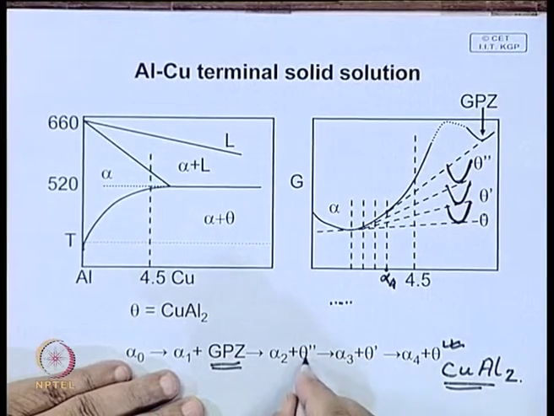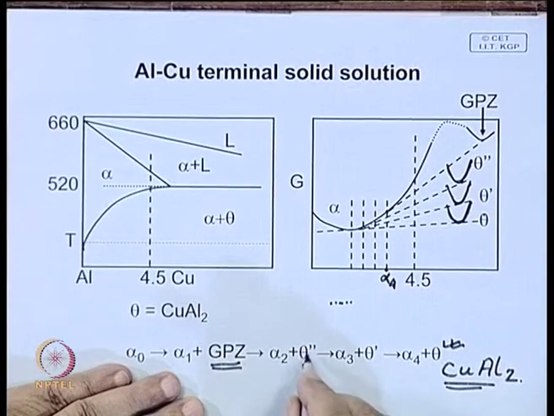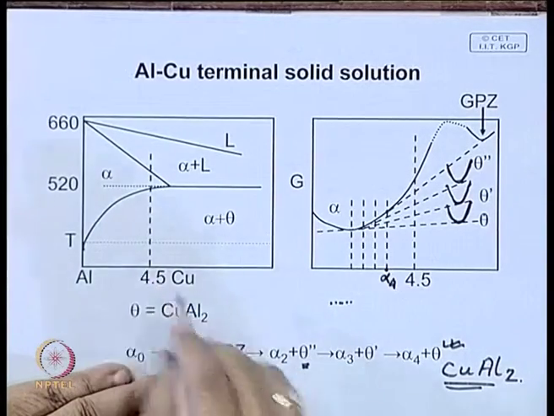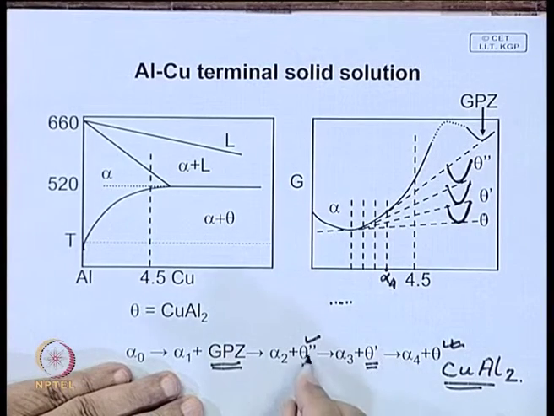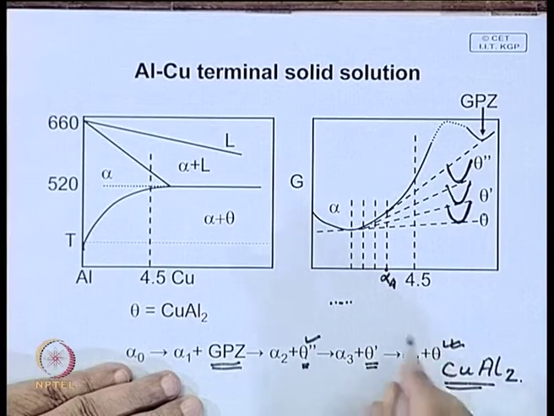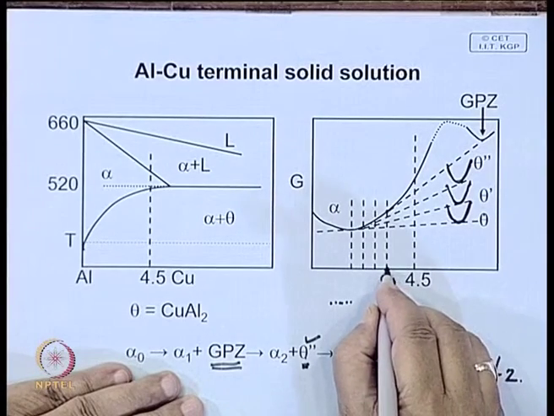Next is theta double prime, which has a definite crystal structure, we will come to know about it, and in a certain direction its lattice parameter may be exactly similar to that of aluminum. So that will be the preferred plane on which this precipitate will form. Theta prime also has a slightly different structure from theta double prime, and so it goes on changing, and you can see this has the highest solute content.